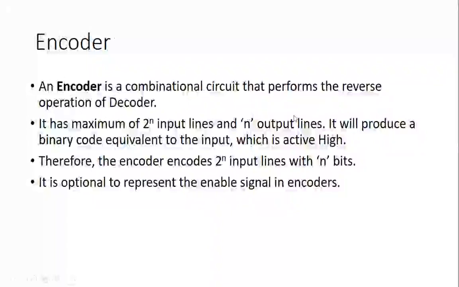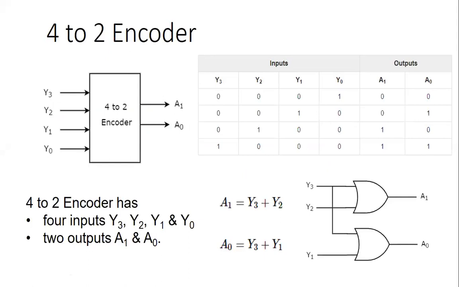Now let us summarize what an encoder is. An encoder is a combinational circuit that performs the reverse of a decoder. It has a maximum of 2 to the power of n input lines and n output lines. It will produce a binary code equivalent to the input which is active high. A 4:2 encoder will have 4 inputs and 2 outputs: 0001, 0010, 0100, 1000.